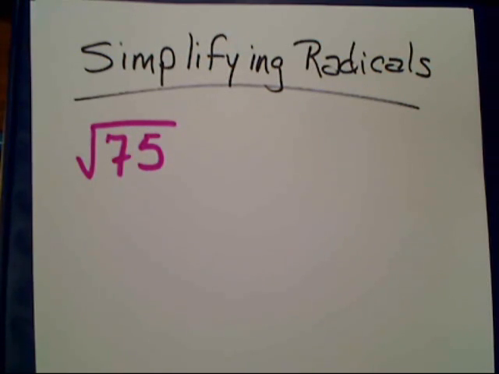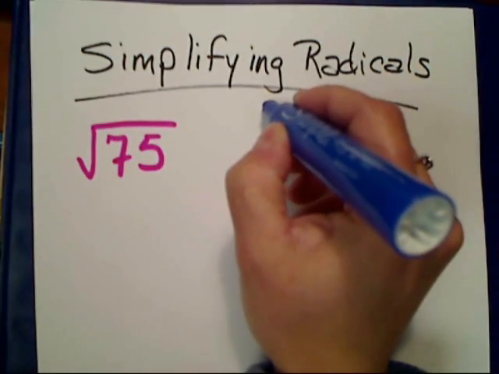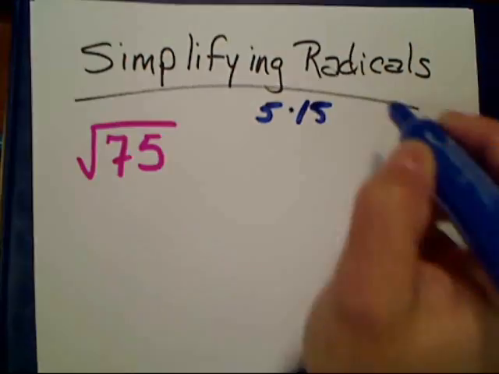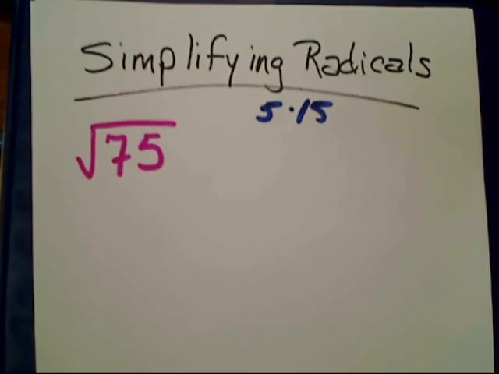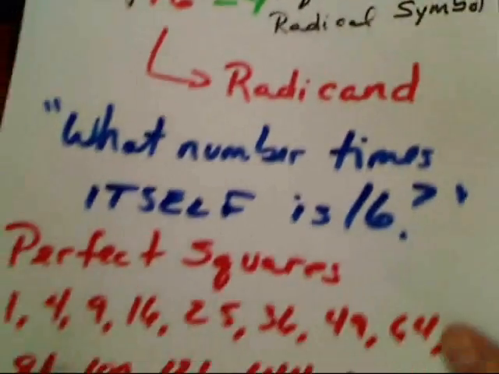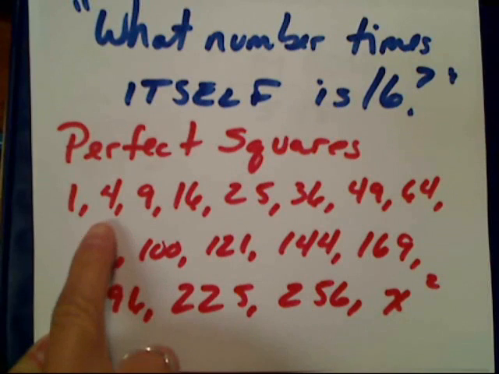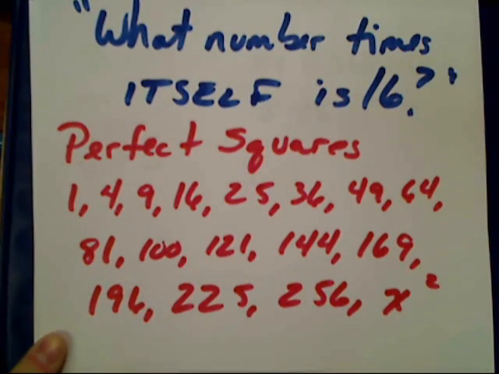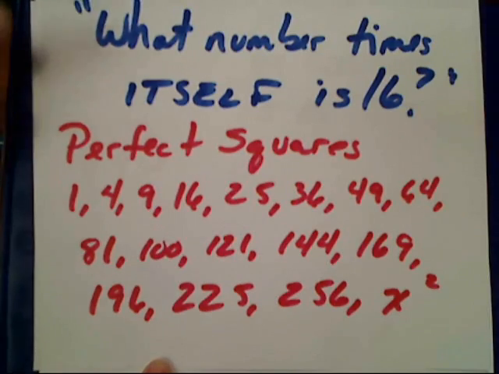Well, what I want to do is rewrite 75 as a product. What times what is 75? And I can go through and I can think, well, 5 times 15 is 75. However, I don't want to choose this combination. Do you know why? It goes back to our list of perfect squares. Neither 5 nor 15 are on our list of perfect squares. That's not going to help us. We want one of the factors to be a perfect square, one of these.